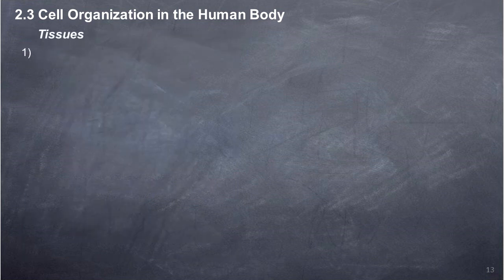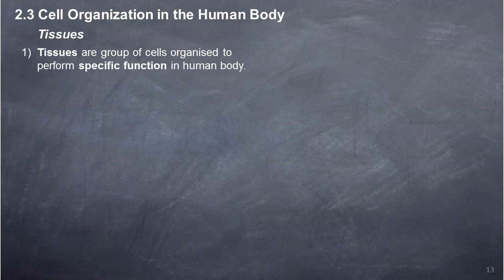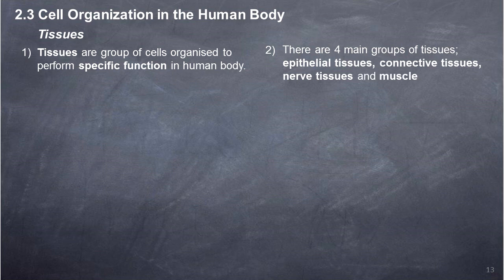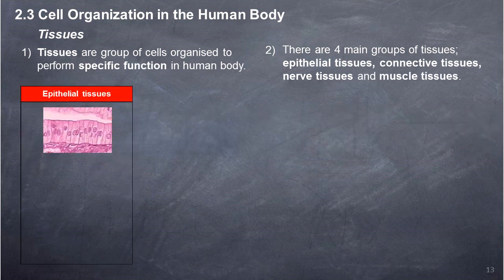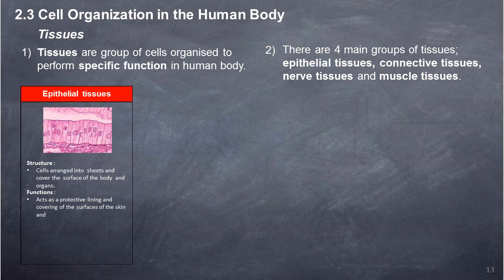Tissues. One, tissues are a group of cells organized to perform a specific function in the human body. Two, there are four main groups of tissues: epithelial tissues, connective tissues, nerve tissues and muscle tissues. Epithelial tissues. Structure: cells arrange into sheets, and cover the surface of the body and organs. Functions: acts as a protective lining and covering of the surfaces of the skin and organs. Examples: endothelium, lining body cavities, and epithelium, lining the external surfaces.